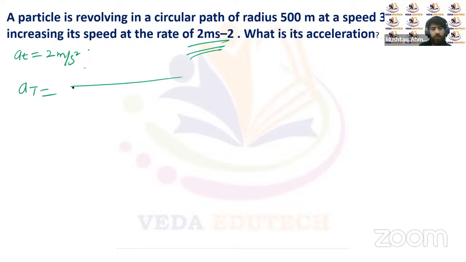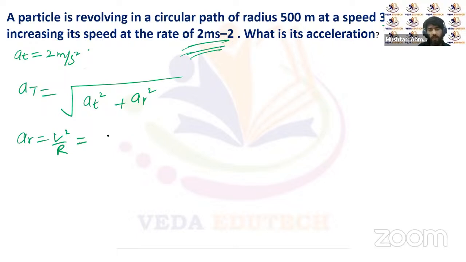under root of tangential acceleration square plus the radial acceleration square. We're talking about the radial acceleration. At an instant, its speed was 30 meter per second, and it was increasing at the rate of 2 meter per second square. So the radial acceleration here will be v square upon r.